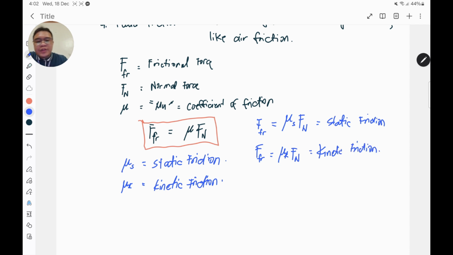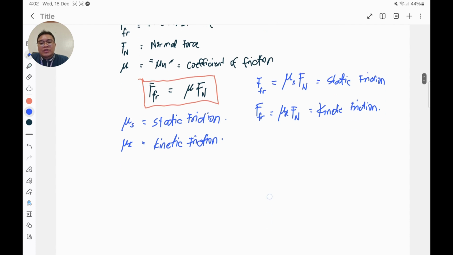Okay, there's a big difference between static friction and kinetic friction, as I discussed a while ago, because objects that are not moving are governed by your static friction, and in order for you to make this object move, you have to overcome the frictional force due to the static friction. And when the object is moving already, then it is not the static friction anymore that works there, but instead it is the kinetic friction.